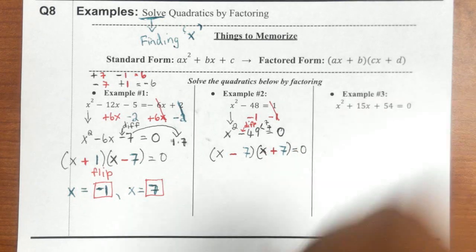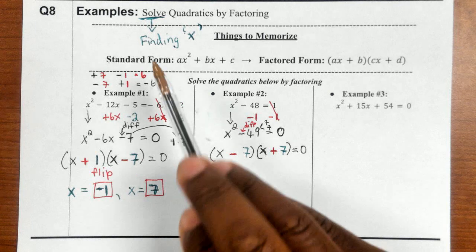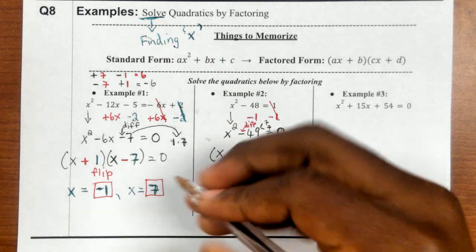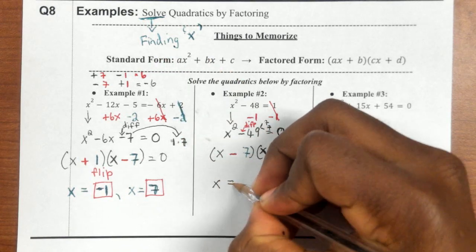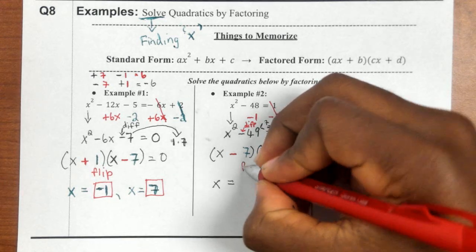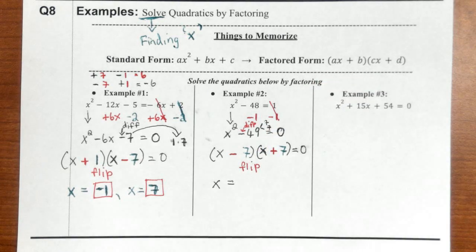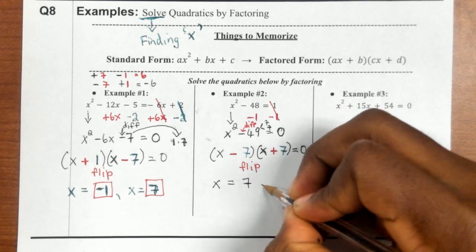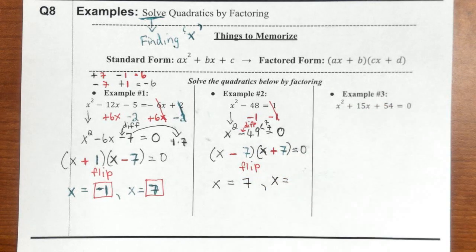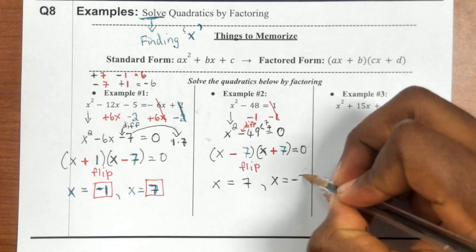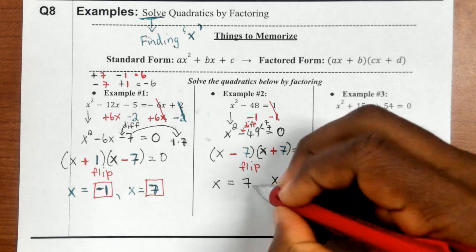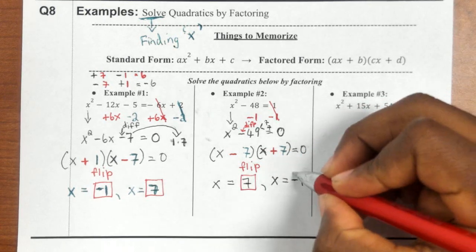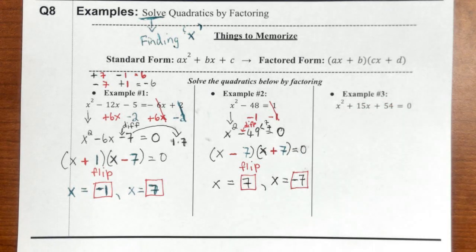So now we need to go ahead and solve. Solve means that you're finding x. So to find x, what would I need to do to these x values, guys? I would need to flip them, all right? So my first x value would be the flip of a negative 7, which is a positive 7. And my second x value would be the flip of a positive 7, which is negative 7. All right? So again, guys, just like that. Okay? So now let's try the next one, guys.